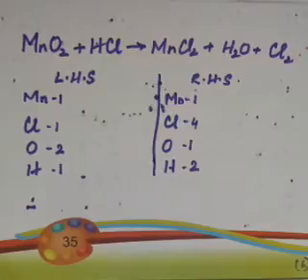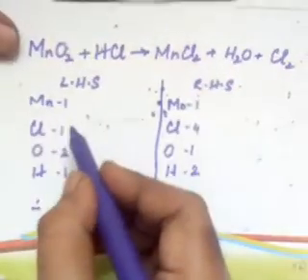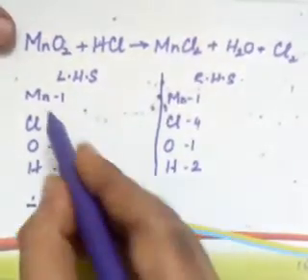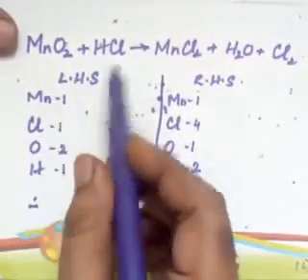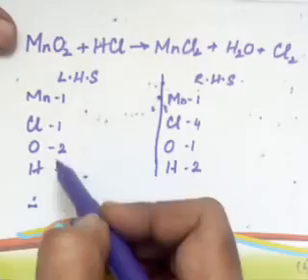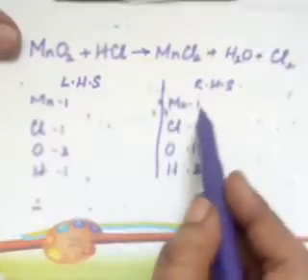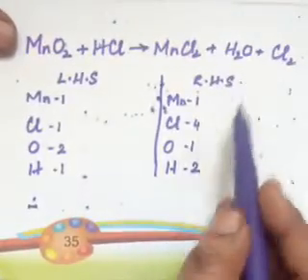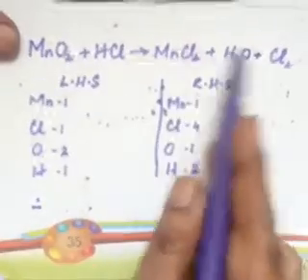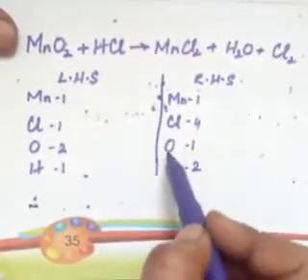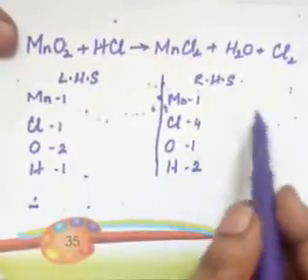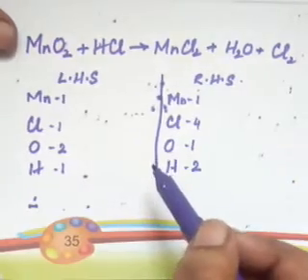Manganese dioxide plus, this is the skeletal equation. So if we start balancing again, I have checked the number of atoms. Manganese is 1, chlorine is 1, oxygen is 2, and hydrogen is 1 over here. On the other side, manganese is 1, chlorine is 2 plus 2, that is 4, then oxygen is 1 and hydrogen is 2 over here. Let us start balancing here.